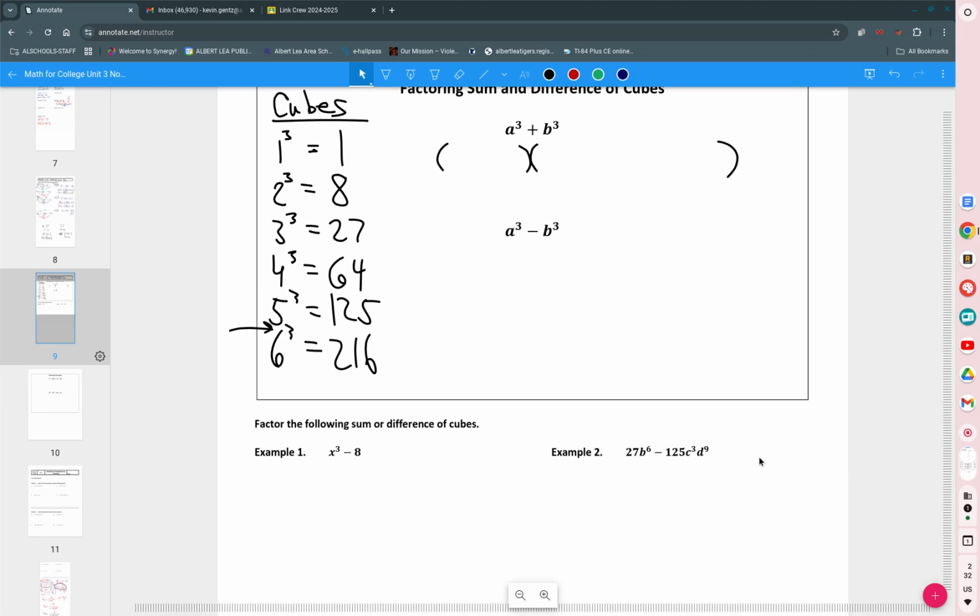And here's all we do. What do you multiply 3 times to get a cubed? A. Just a. And similarly, you multiply b together 3 times to get b cubed. So you just put the cube root on both those spots. We good there? Then you square the front, you square the back, and you multiply the 2 together to get the middle.